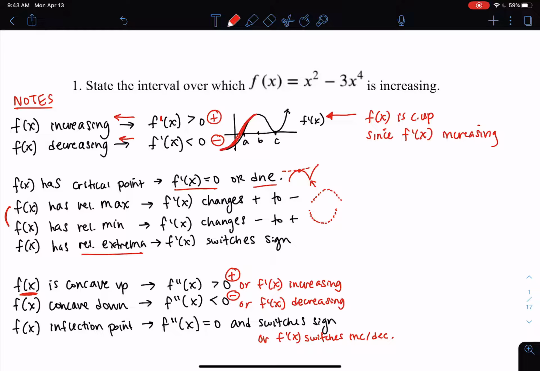And then finally, we have an inflection point on f when f double prime equals 0 and it has to switch signs. So this is basically saying it switches from being concave up to concave down, or vice versa. So this is an inflection point. I'm cup down, then I'm cup up. Or I'm cup up, then I'm cup down. These are my inflection points.